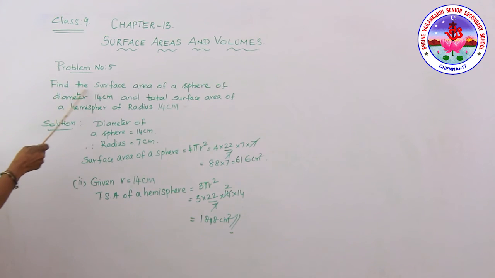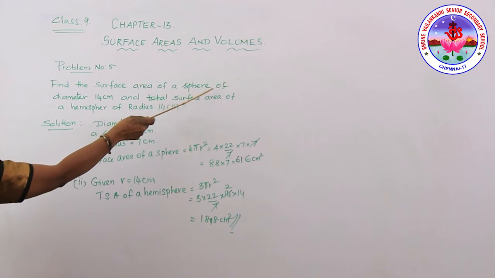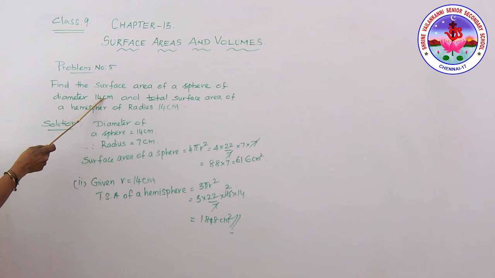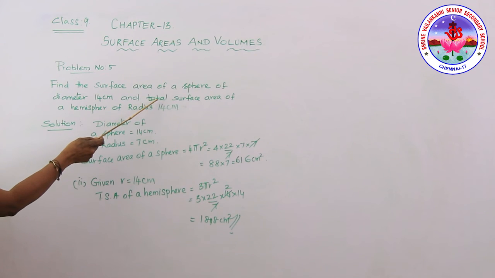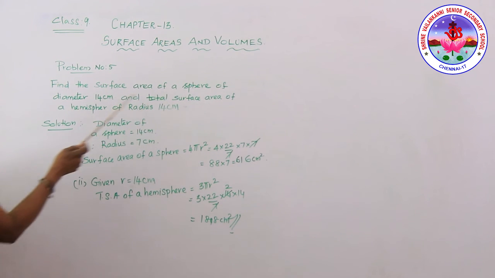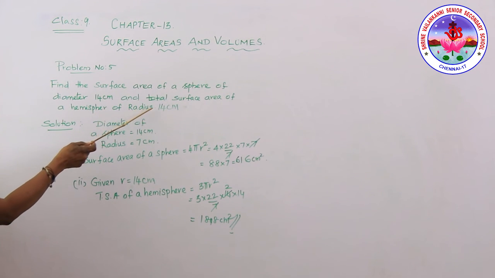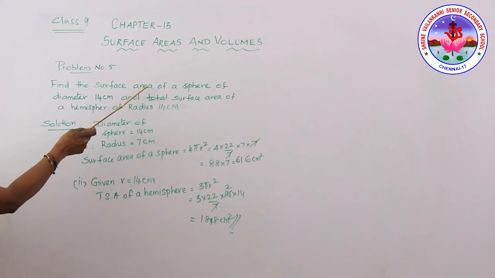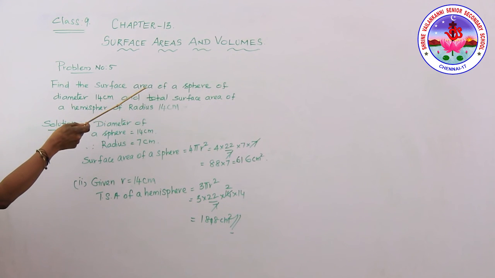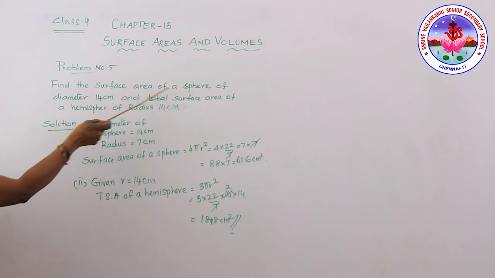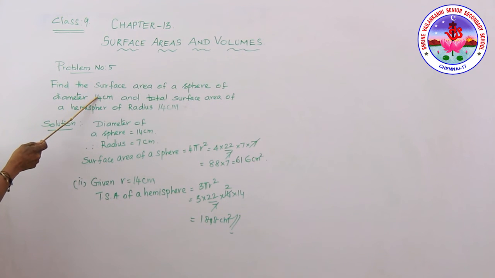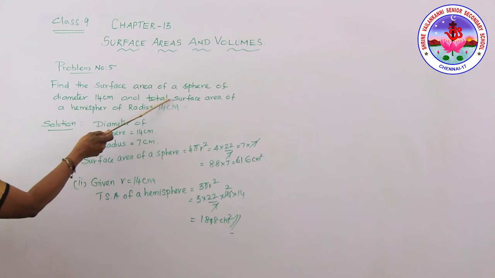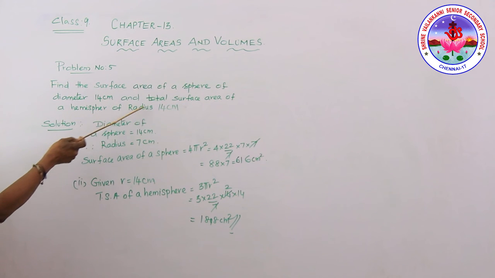Fifth problem, find the surface area of a sphere of diameter 14 centimeter and also find the total surface area of a hemisphere of radius 14 centimeter. So two problems combined together here. First case, we need to find surface area of a sphere with a given diameter. Second problem, we need to find TSA of a hemisphere of radius 14.